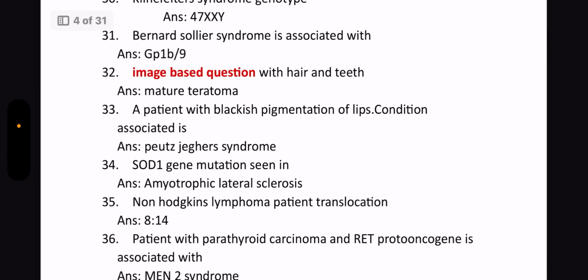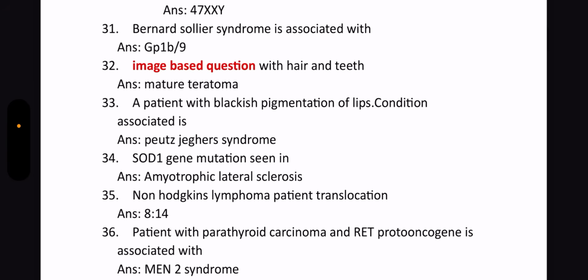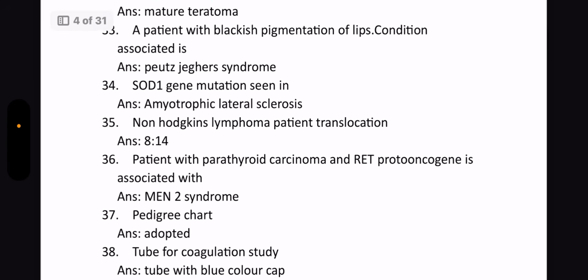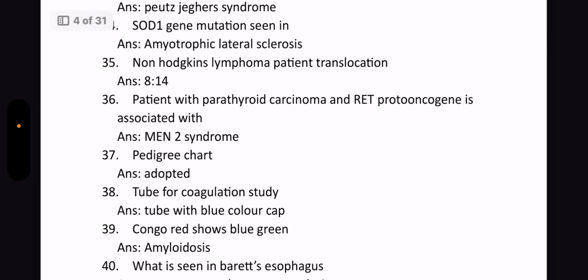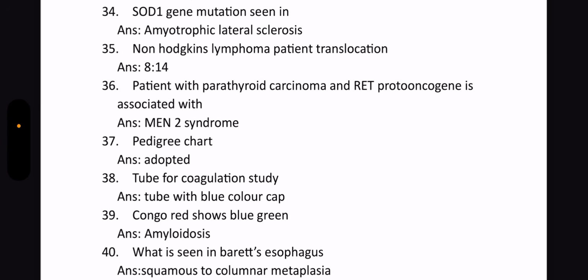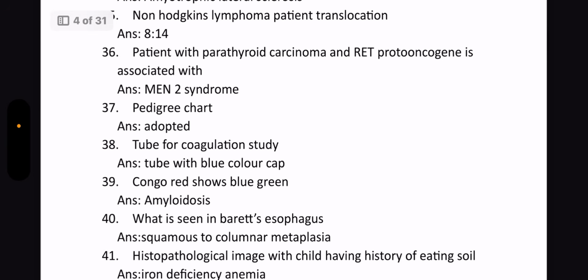Next, Bernard-Soulier syndrome is associated with GP1b-IX. Next, image-based question with hair and teeth. Answer: mature teratoma. Next, patient with blackish pigmentation of lips. Condition is Peutz-Jeghers syndrome. Next, SOD1 gene mutation is seen in amyotrophic lateral sclerosis. Next, non-Hodgkin's lymphoma patient, translocation is 8;14.